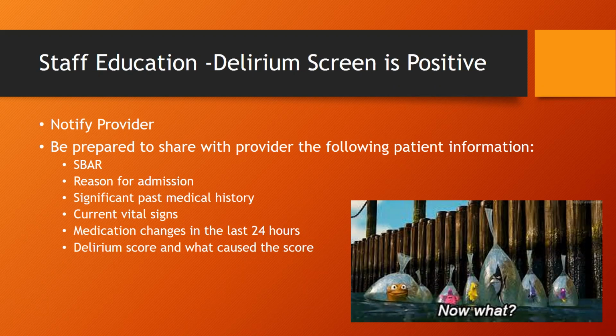medications, 40% of the time, are the reason a patient develops delirium. And then delirium score and what caused it. So staff should include delirium scores in their shift-to-shift report and closely monitor for changes in patient status as well.